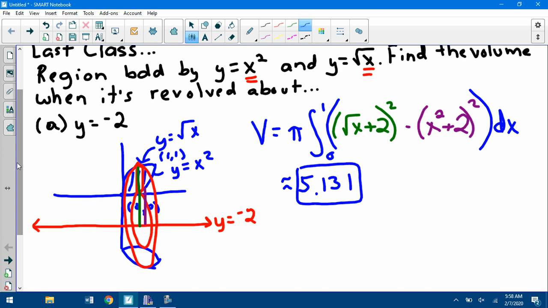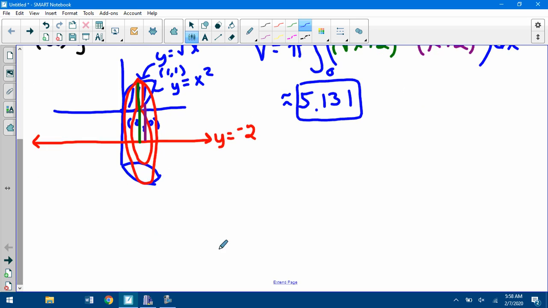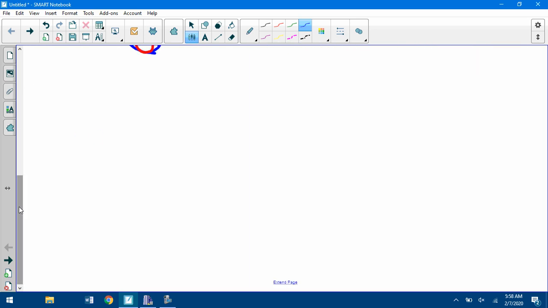Questions on that one? Hopefully not. All right, last one like this, and then we'll get into this new shell method. It's the same region, that radical x and x squared, but for the last one here, I want to rotate around y equals 5.